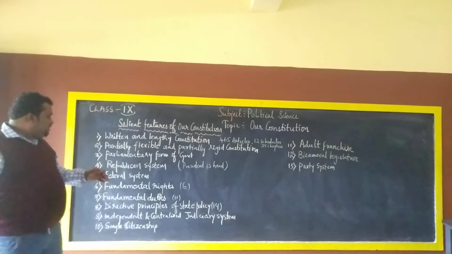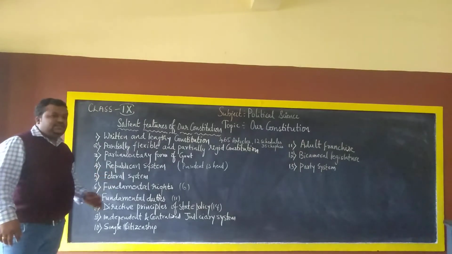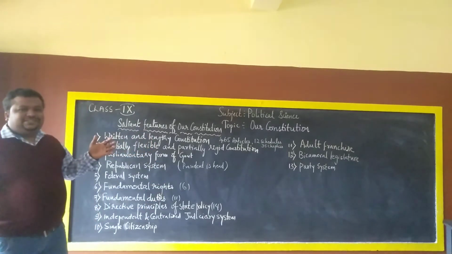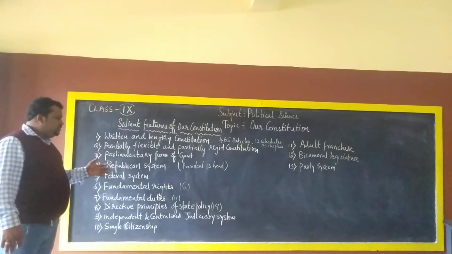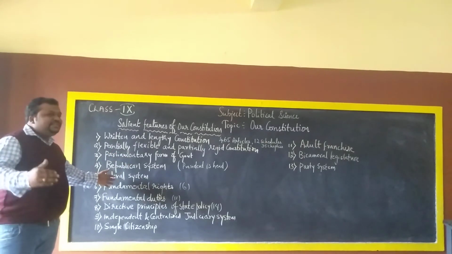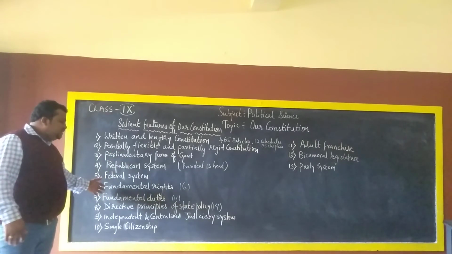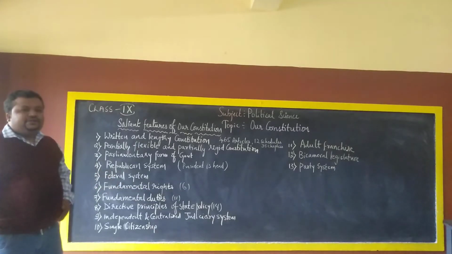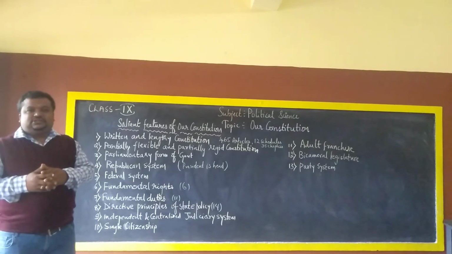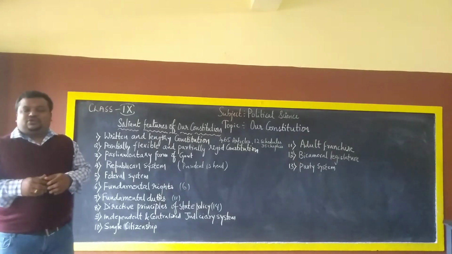Understood? So the next one is fundamental rights. How many fundamental rights are there? There are 6 fundamental rights. You all have studied them in your lower classes, and we will study them in detail in the next few classes. And the next one is fundamental duties. There are 11 fundamental duties. Understood? Everyone should follow them.